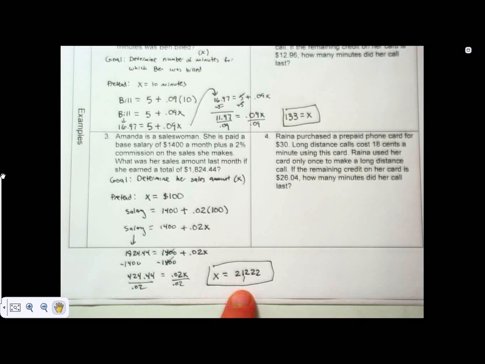And now the question is, have we answered the question? Well, we were supposed to determine her sales amount, and that was X. And so since we figured that out, we are all done.